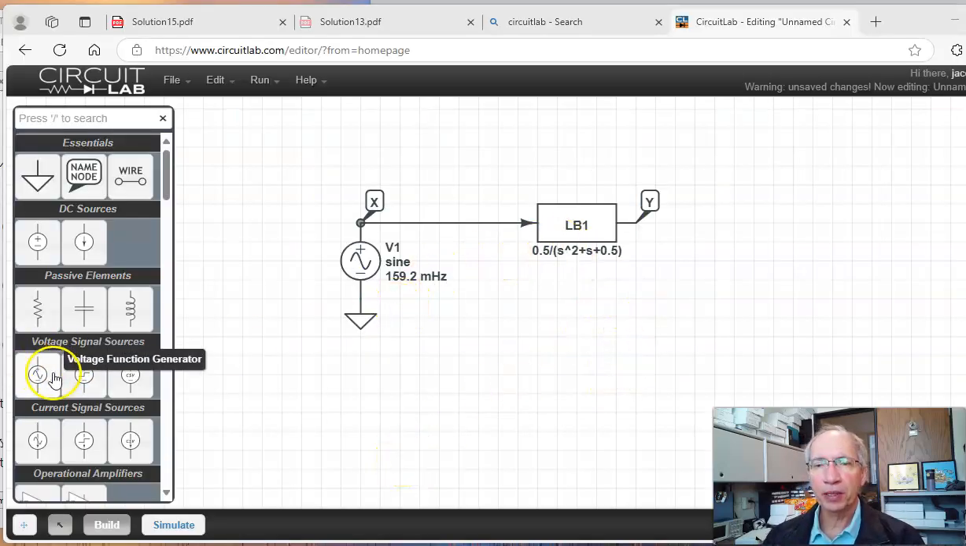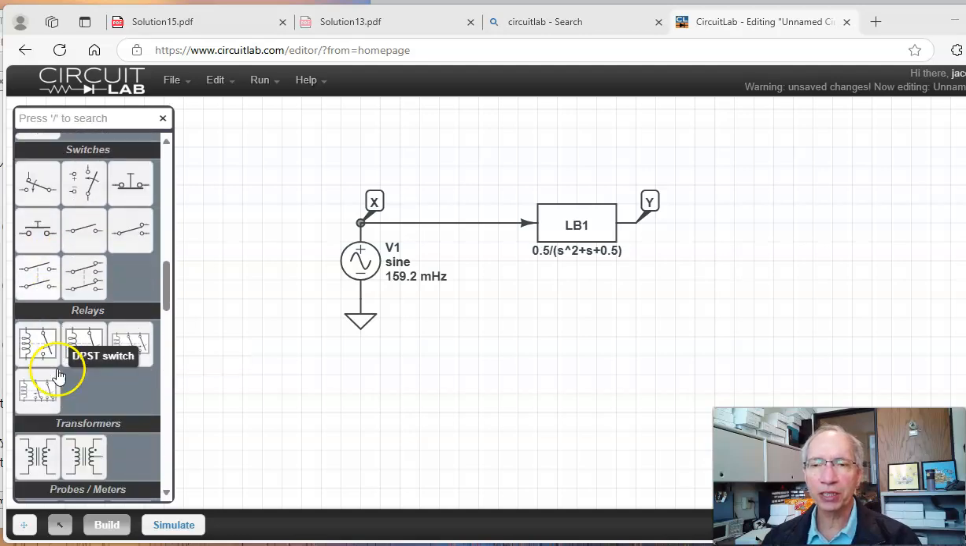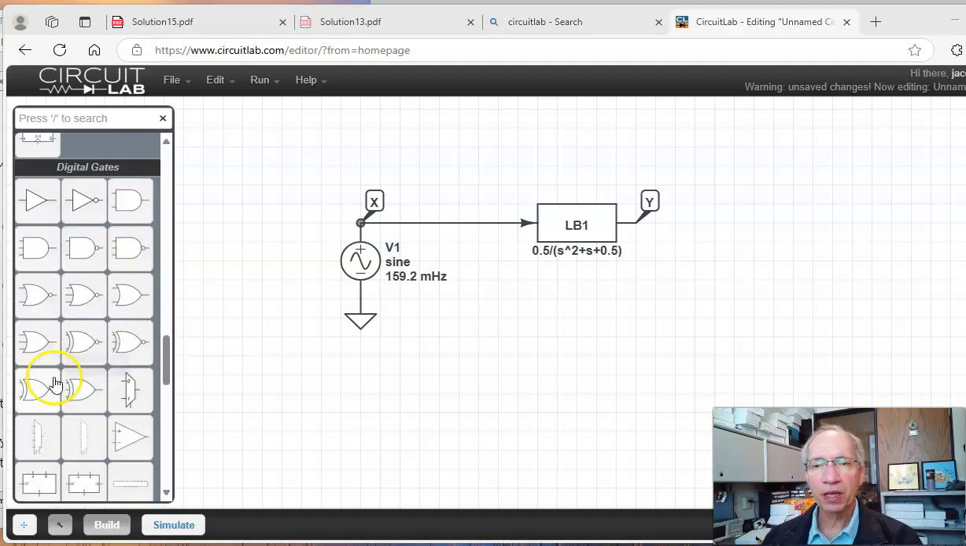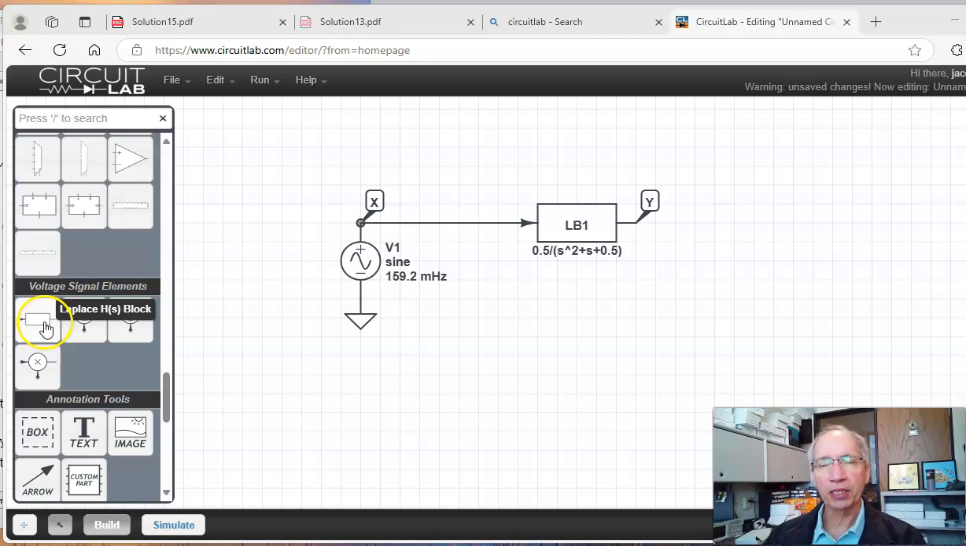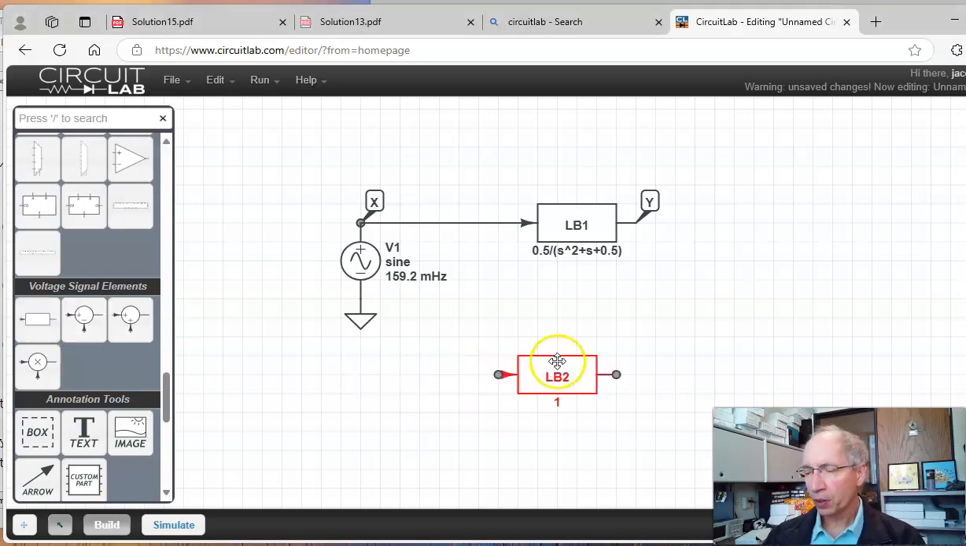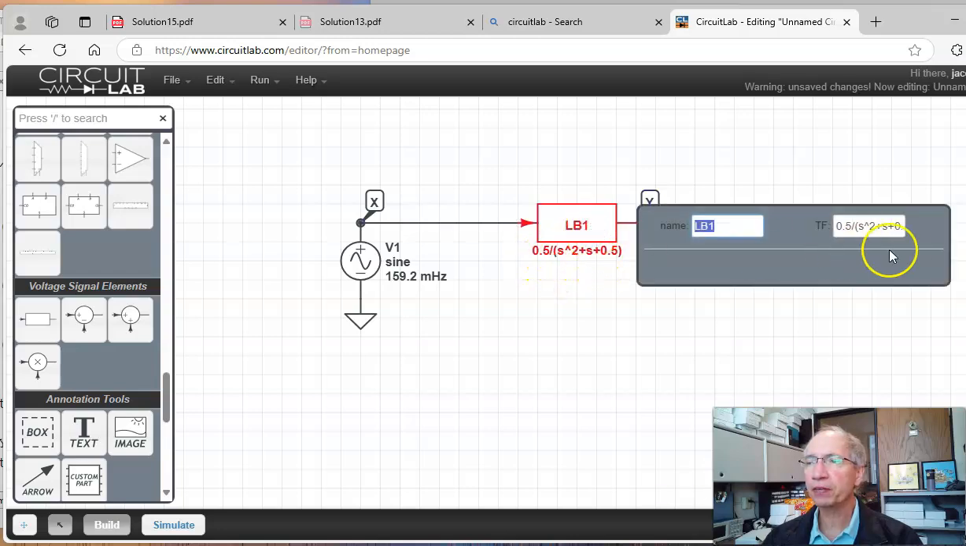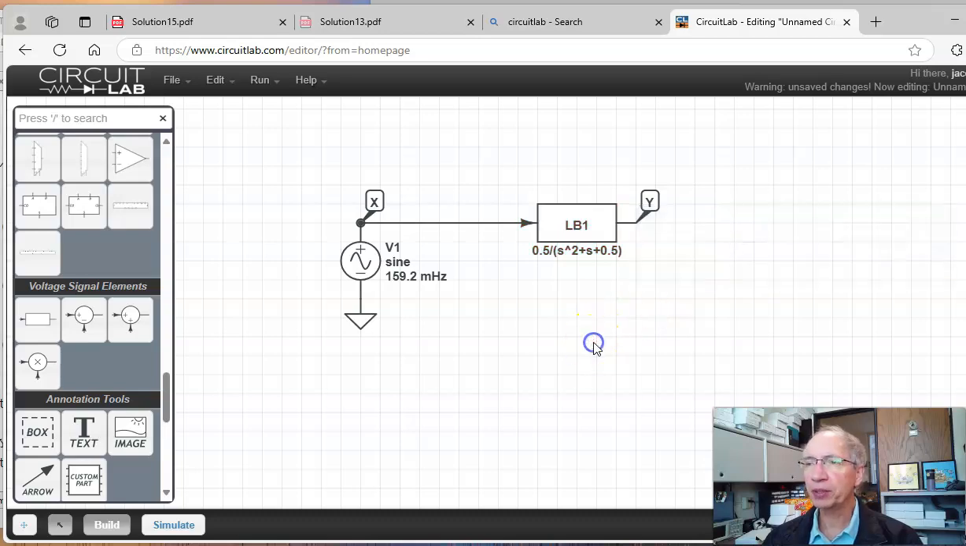This is Circuit Lab. If you scroll down in Circuit Lab, here's a feature that was just added recently. There is a transfer function block, this guy. What that lets you do is you can input your filter. In this case, we have 0.5 over s squared plus s plus 0.5. Pretty much the way you type it.